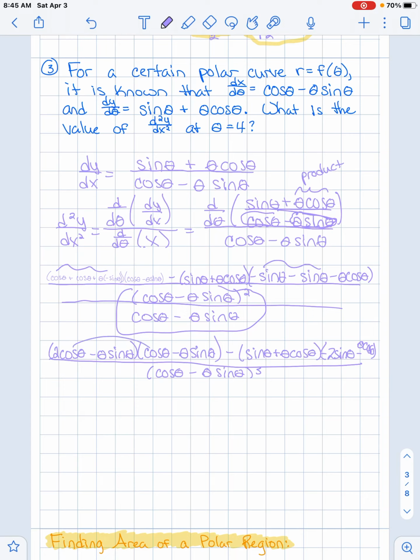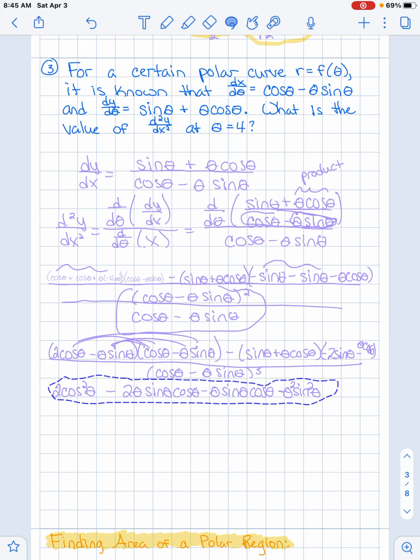So I'm going to do a bunch of foiling. I'm going to multiply 2 cosine theta and theta sine theta into all of these. So 2 cosine theta times cosine theta is 2 cosine squared. 2 cosine theta times negative theta sine theta is negative 2 theta sine theta cosine theta. And then negative theta sine theta times cosine theta is negative theta sine theta cosine theta. And then minus theta squared sine squared. Okay, I'm going to shrink that a little bit.